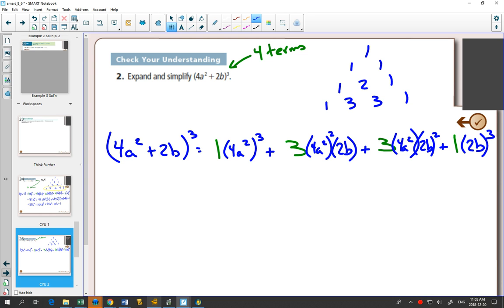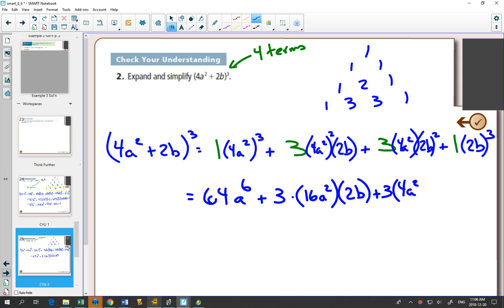Expand and simplify, so we'll use our exponent laws first. 4 cubed is 64. A squared to the 3 is a to the 6. Plus 3 times that squared will be 16a squared times 2b. Plus 3 times 4a squared, 2b squared will be 4b squared. Plus, and 2 cubed is 8, and b cubed is b cubed.